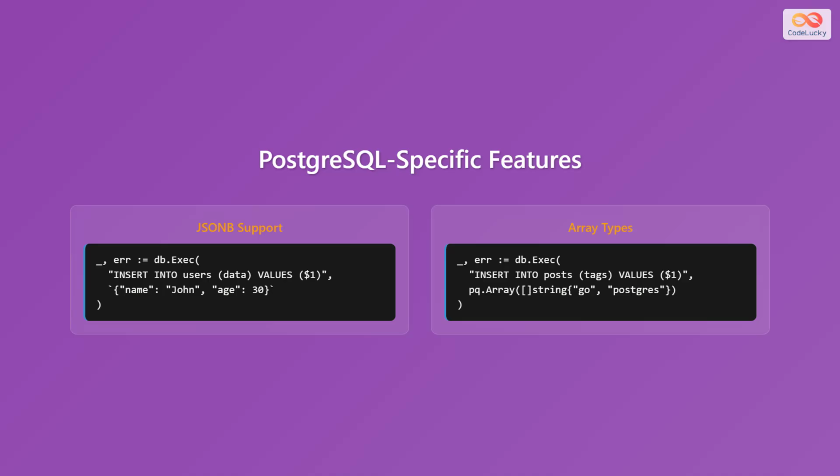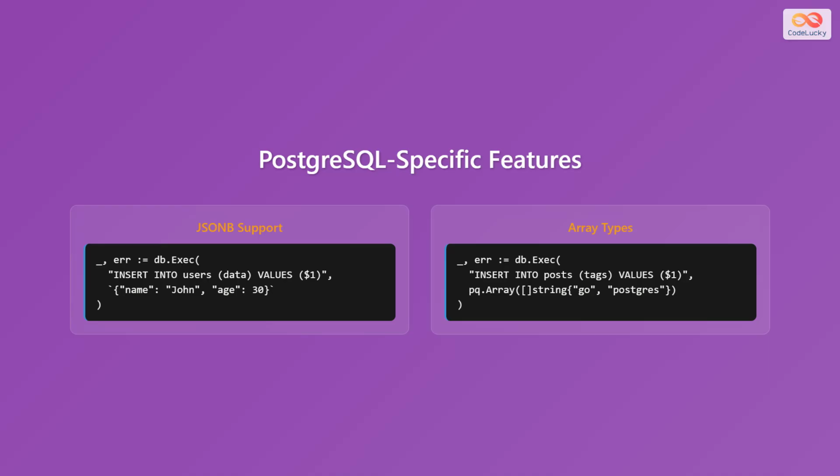PostgreSQL offers several features that can be particularly useful when working with Go. Here are a couple of examples. The first one is JSONB support. PostgreSQL has excellent support for JSONB data, allowing you to store and query JSON documents efficiently.